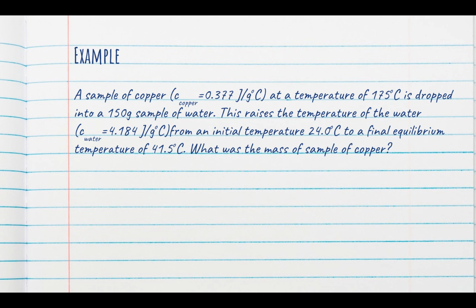Say you drop a sample of copper, specific heat of 0.377 joules per gram degree Celsius, that has a temperature of 175 degrees Celsius, into 150 grams of water. This raises the temperature of the water from 24 degrees Celsius to 41.5 degrees Celsius. What was the mass of the copper? Well, if you'll remember, the energy of the water gained has to be equal to the energy the copper lost. In other words, the MC delta T of water should be equal to the negative MC delta T of copper.